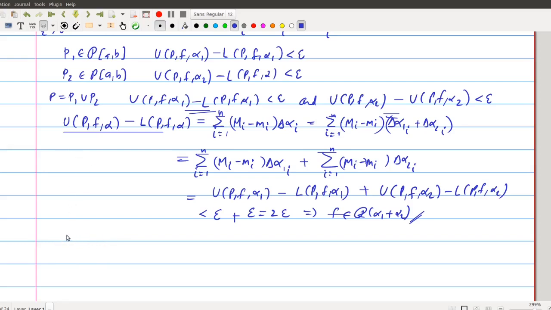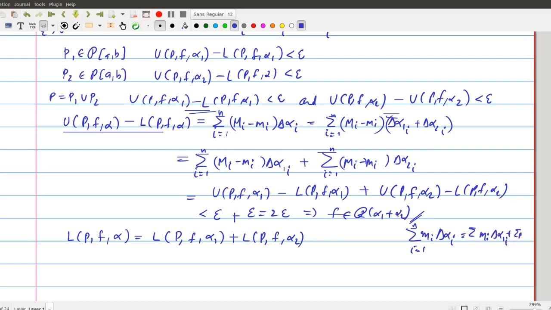For that we consider L(P, f, alpha), which is the same as L(P, f, alpha 1) plus L(P, f, alpha 2). This is because the summation i equal to 1 to n of small m_i delta alpha_i can be written as the summation of small m_i delta alpha 1_i plus the summation of small m_i delta alpha 2_i. You can write delta alpha_i as delta alpha 1_i plus delta alpha 2_i.